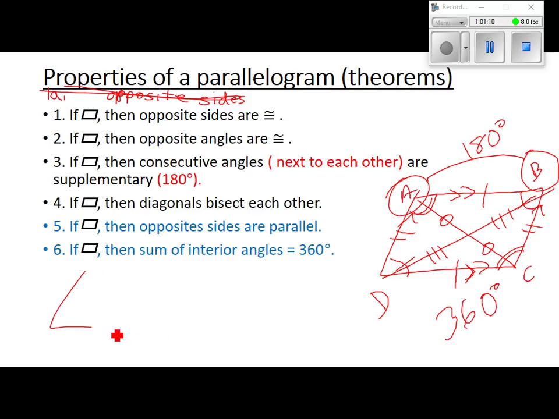So if I drew this, told you it was a parallelogram, and told you this angle was 110 degrees, what can you tell me about this angle down here? 110. What can you tell me about this angle right here? 70. What can you tell me about this angle? 70. Every single time we know all that information.